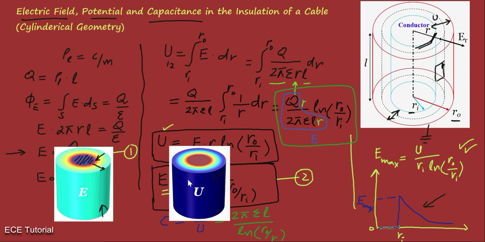And the second color density plot shown here represents the potential distribution. So potential is highest in the conductor, and inside the conductor, as you can see, it is the same color. So all the points inside the conductor are at the same potential, and then when we move outward from the surface of the conductor, potential decreases.